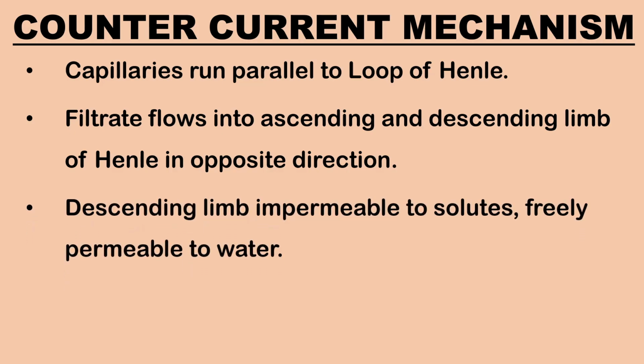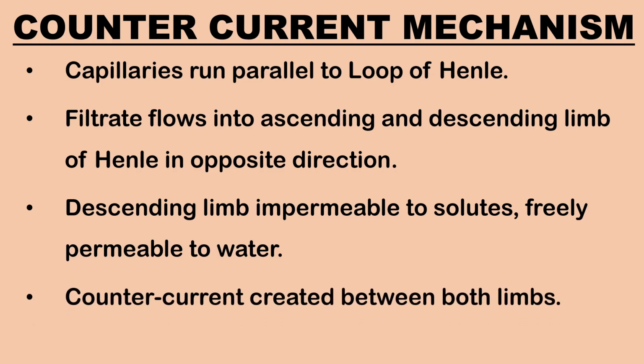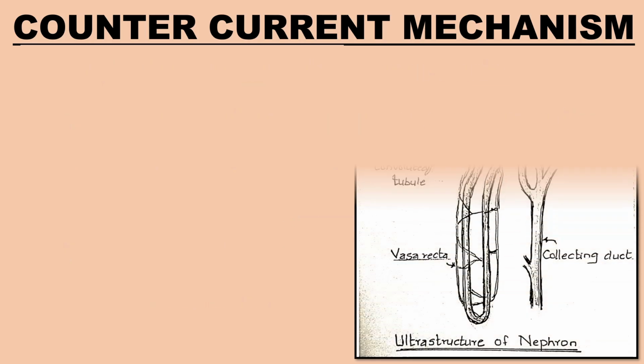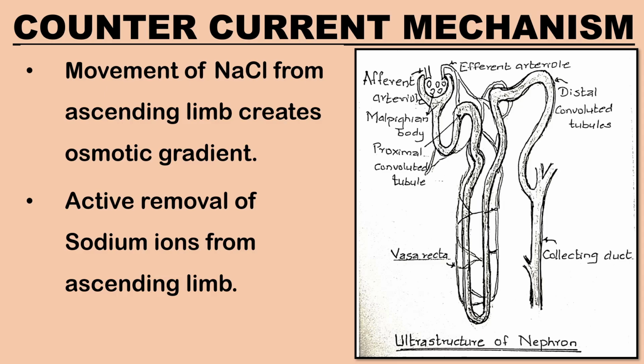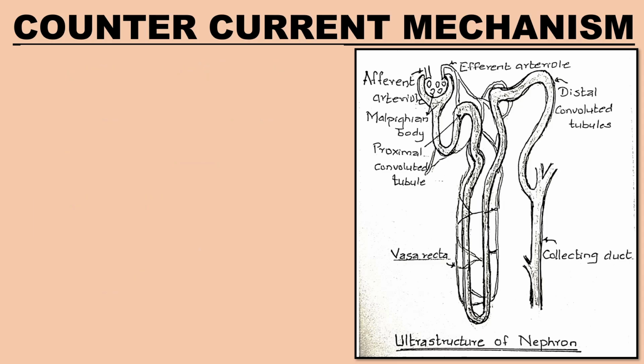The descending limb of Henle is impermeable to solutes but freely permeable to water. A countercurrent system is created between both the limbs of Henle. Movement of sodium chloride from the ascending limb of Henle's loop creates an osmotic gradient. Sodium ion is actively removed from ascending limb.